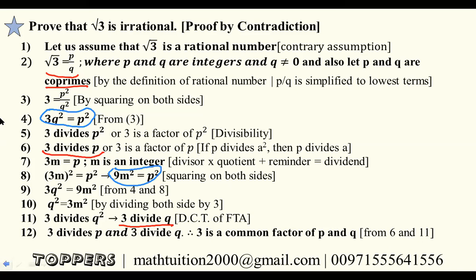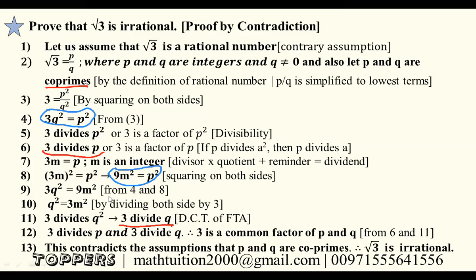Now we can say that this contradicts the assumption that p and q are coprimes. We assumed that p and q are coprimes. So now we got, other than 1, 3 is also a common factor of p and q. So this is a contradiction to our assumption. Therefore, root 3 is irrational. We have proved. Hence it is proved. Clear? Very easy. Fine. So if you want, you can take a screenshot or write it.